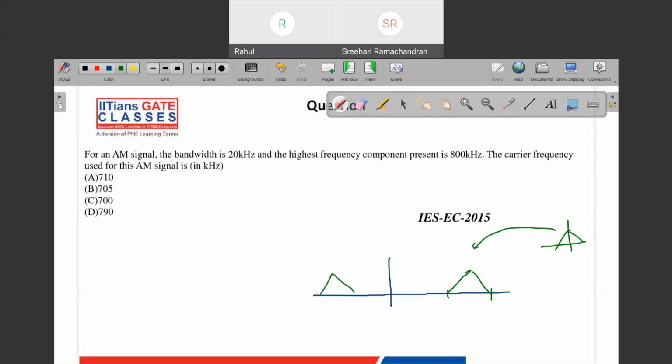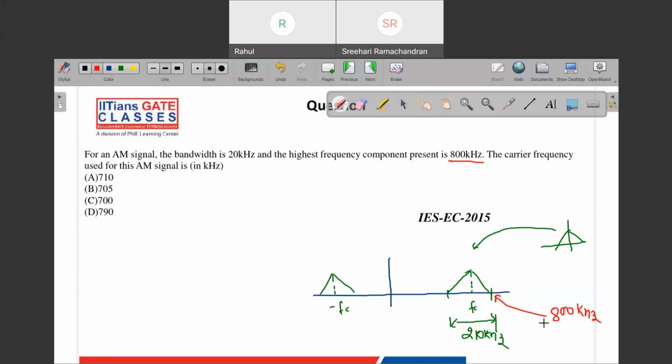This is centered at fc. This is centered at minus fc. Now this bandwidth is given as 20 kilohertz. It is also saying that the highest frequency component of this AM signal is present at 800 kilohertz. That means we are talking about this point, because this is the highest frequency content and it is at 800 kilohertz. Now we need to find out what should be the carrier frequency.